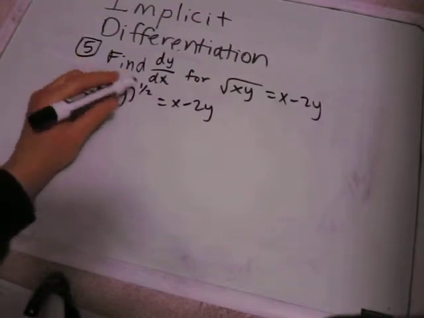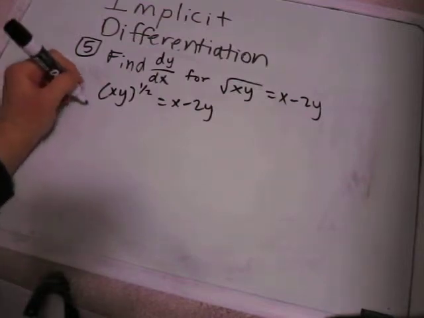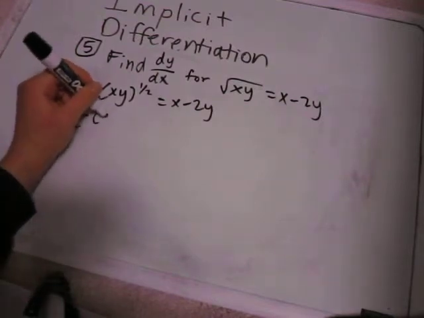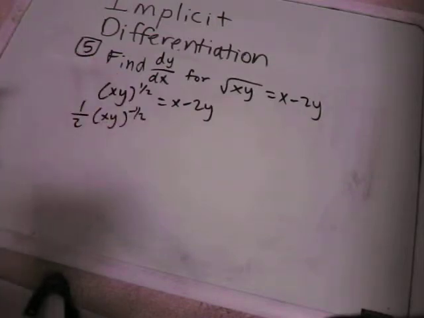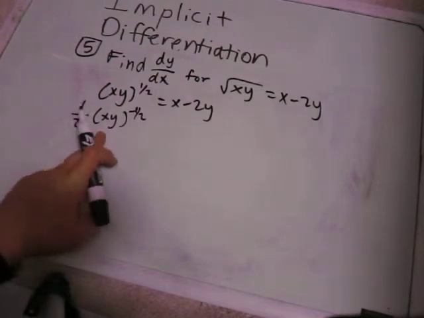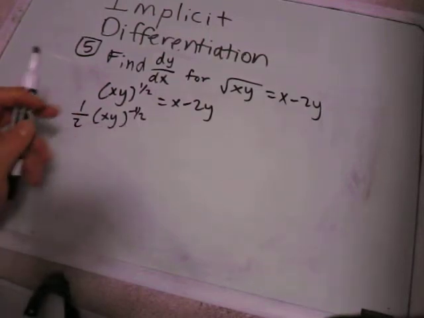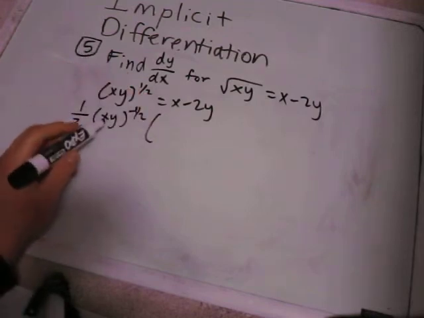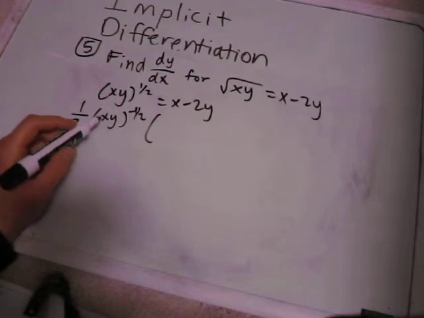Then with implicit differentiation, we're going to use the chain rule and then the product rule. So 1/2 of (xy)^(-1/2), and then we're going to do the chain rule of the derivative, because we need to do the derivative of x times y out here. But to do that, we need to know the product rule.